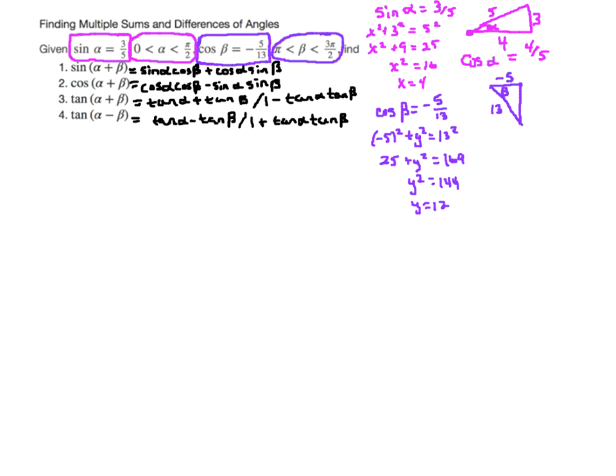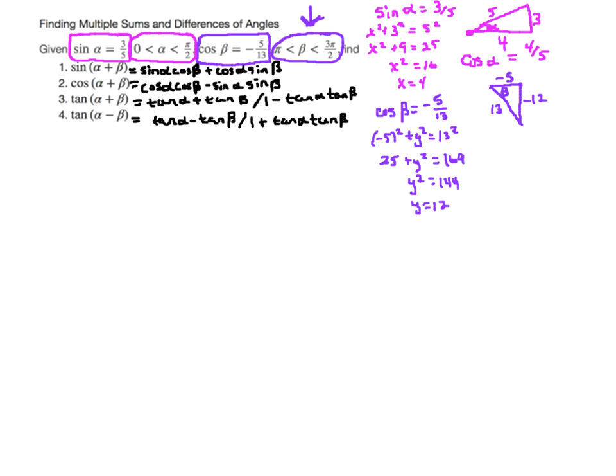But it is actually -12 because we had to go down to get there. And the way I knew that is because I was given the restrictions that beta lives between pi, which is 180 degrees, and 3 pi over 2, which is 270 degrees. So I knew that triangle had to live in the third quadrant there.